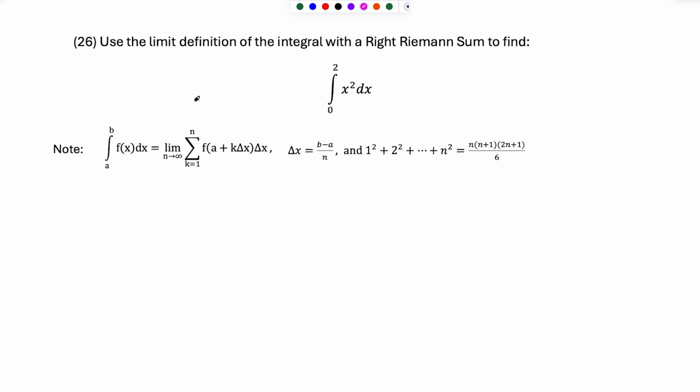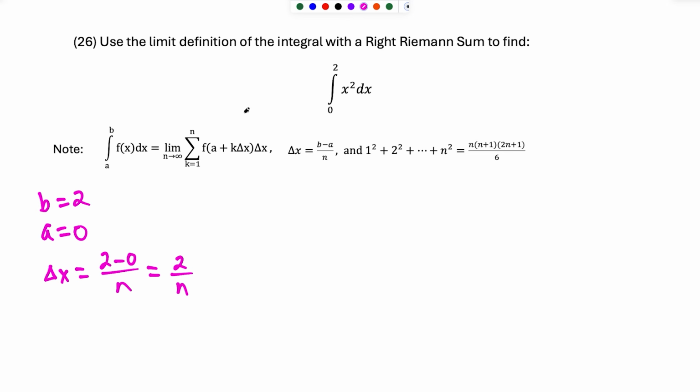Question 26, we're going to use the limit definition of the integral with the right Riemann sum to find the integral from 0 to 2 of x squared dx. And these are the formulas that we need. So for this, we have an a value of 0. We have a b value equal to 2. These are our limits of integration. And these help us find delta x, which we do b minus a over n. So delta x is going to be equal to 2 minus 0 over n, or we could just say 2 over n.